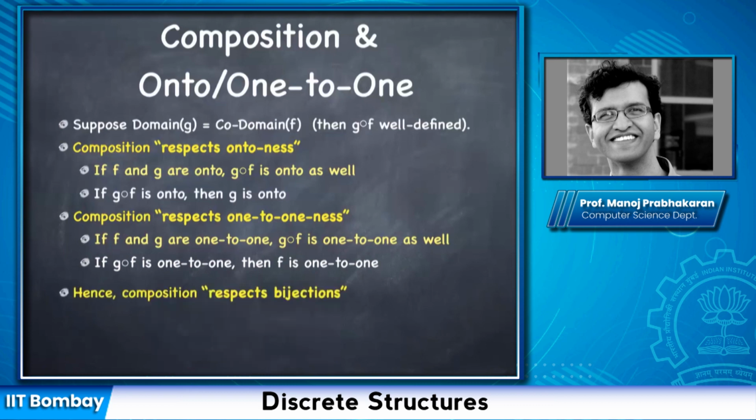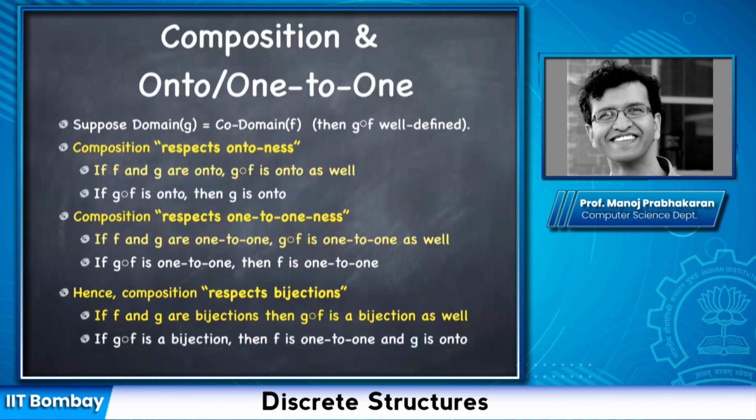Okay, and finally, since a bijection is simply a function that's both onto and one-to-one, composition will respect both these properties of a bijection, right? The one-to-one-ness and the onto-ness. So if f and g are both bijections, then they are both onto, so therefore the composed function is onto, and they are both one-to-one, so the composed function is one-to-one. So the composed function is a bijection. Okay, it's both onto and one-to-one.